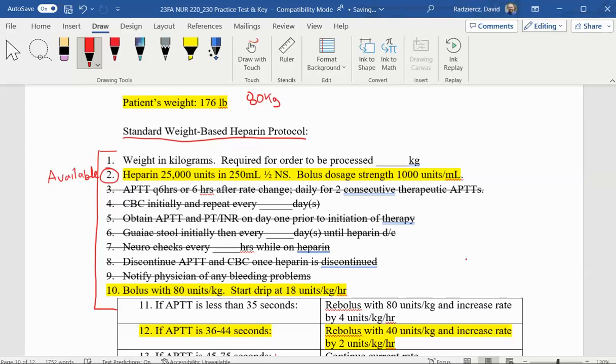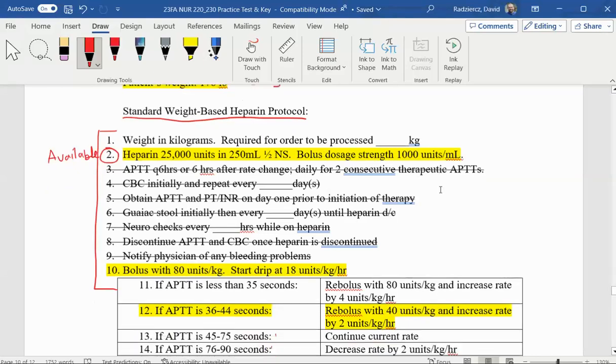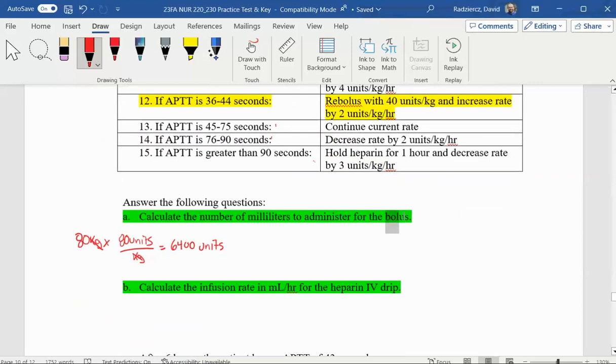Heparin 25,000 units in 250 milliliters half normal saline. And then it says bolus dosage strength, 1,000 units per milliliter. So there's 2 available. There's the IV that's connected to the patient already. And then if I want to give them a bolus dose, I have a separate syringe sitting off to the side ready to administer depending on what the protocol states. So bolus dose strength, 1,000 units per milliliter. What are we calculating? Bolus dose.